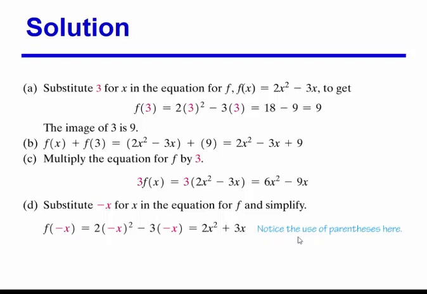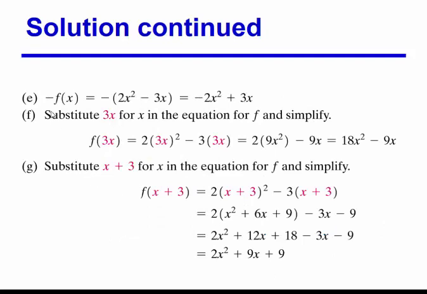And then also be careful with the use of parentheses. If you have a negative value and you're squaring anything, or you have an exponent, you want to put that negative within parentheses. For e, negative f of x, you can see that we end up with negative 2x squared plus 3x. For f, we're going to substitute 3x for x in the equation, and then we're going to go ahead and simplify. So f of 3x is equal to 18x squared minus 9x.